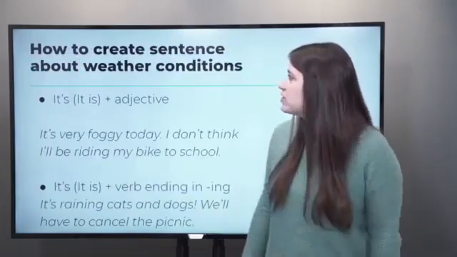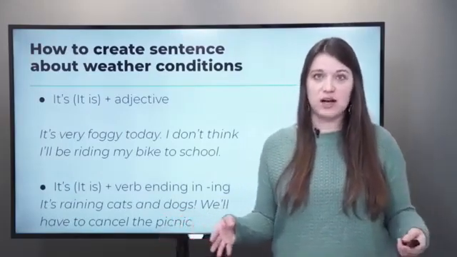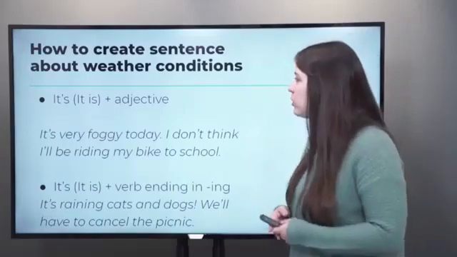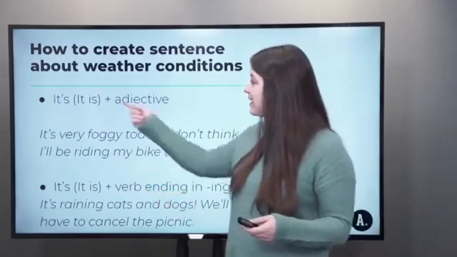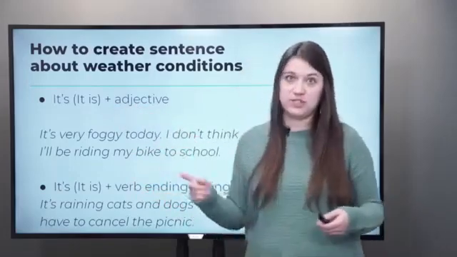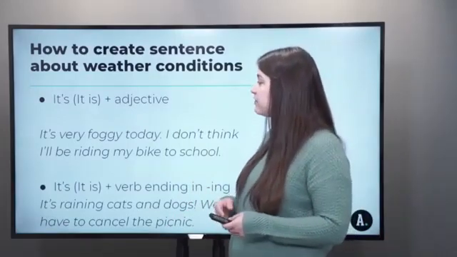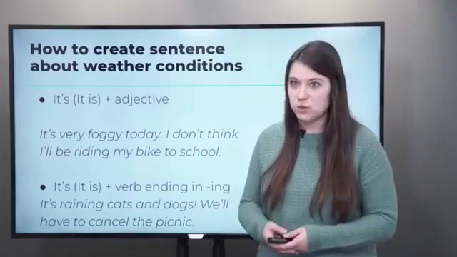All right, so let's look at how we can create a complete sentence to talk about weather conditions. When we talk about the weather, we use it is, or the contraction it's, plus the adjective. You can choose from this list that we just looked at. For example, it's very foggy today. I don't think I'll be riding my bike to school.